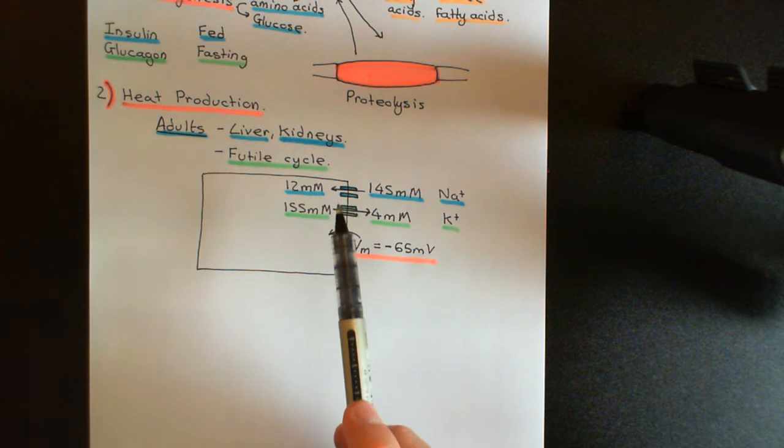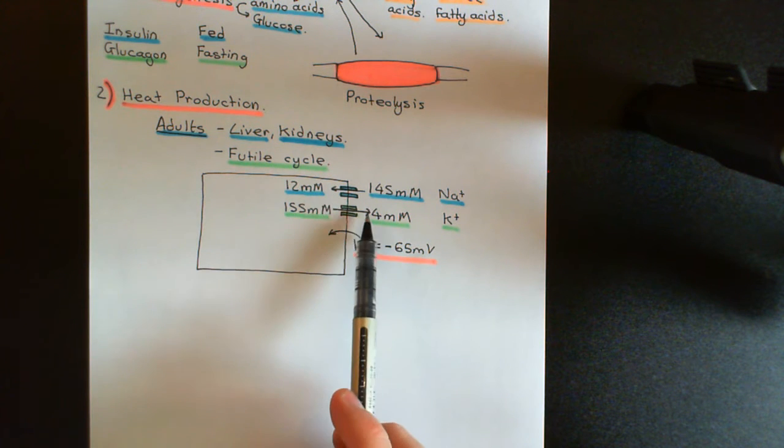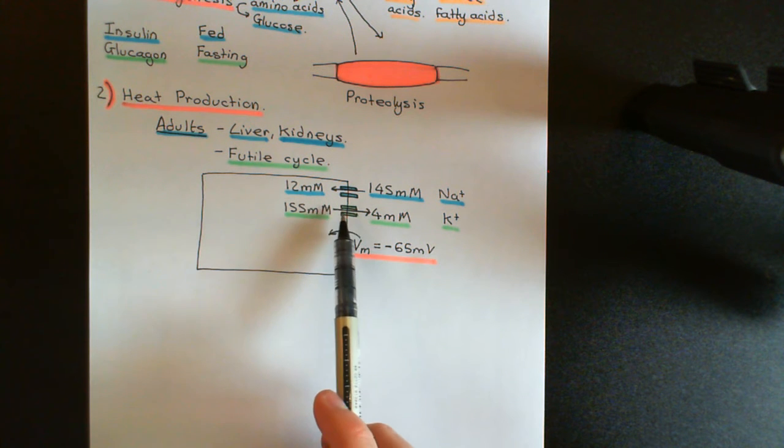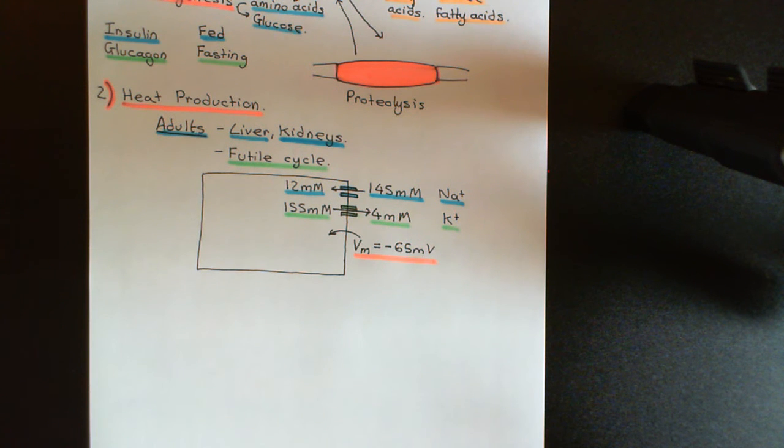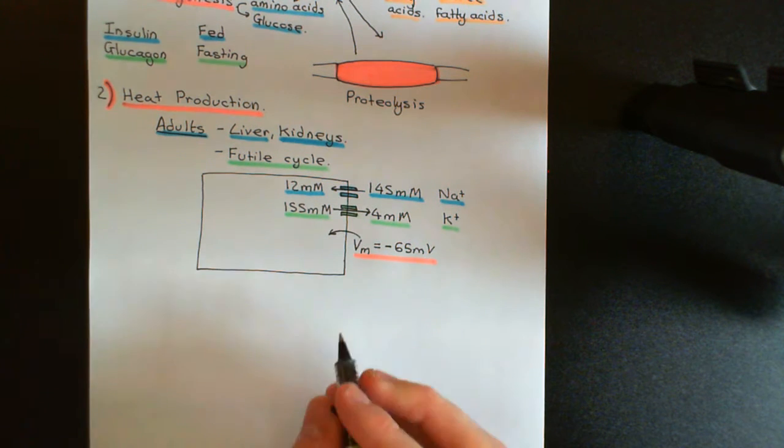Now, of course, there's a problem with that, because this isn't an equilibrium ionically, this is an equilibrium electrically. You're moving the same amount of positive charge in that you're moving out, but it's not an equilibrium ionically. You're moving sodium ions overall in and potassium ions overall out.